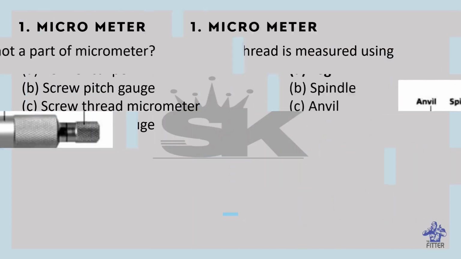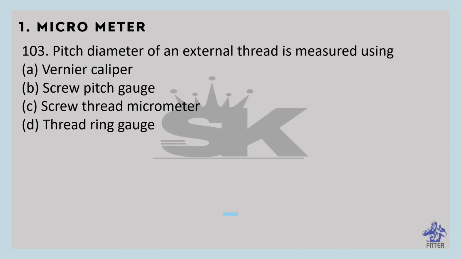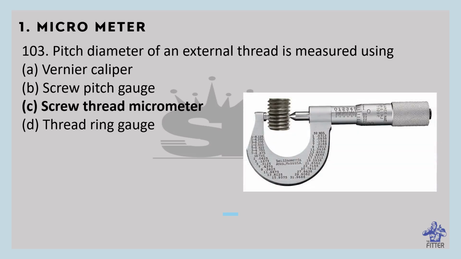Pitch diameter of an external thread is measured using a screw thread micrometer. You can see here in the image, this is the screw thread micrometer. Okay, so it is used to measure the effective diameter of screw threads. This dimension is important because the area of the thread flanks in the vicinity of the pitch line is where the greatest transmission of force occurs between mating threads.